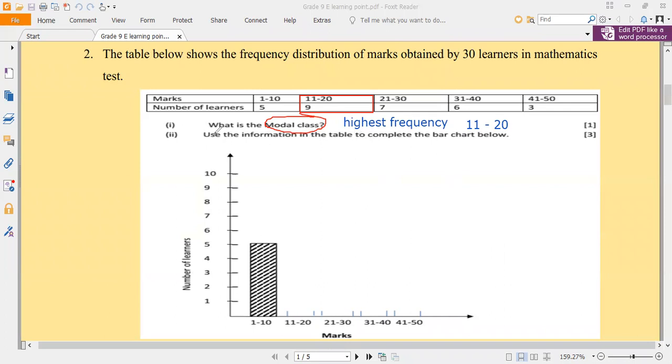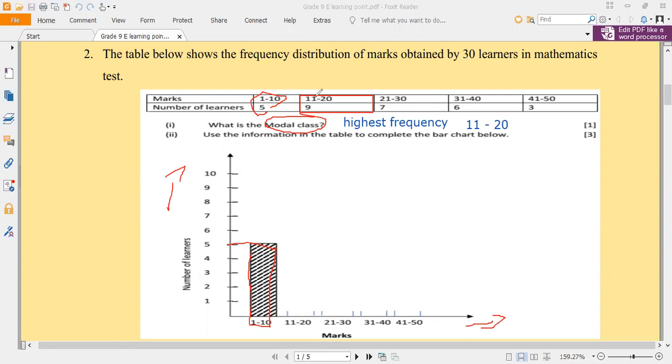So we have, what's this? They have illustrated for us. Between 1 and 10, the number of learners is 5, because these are the marks in the range, and these are the number of learners. So 5 of them got the marks between 1 and 10. So we have 11 to 20. You go back to the table.